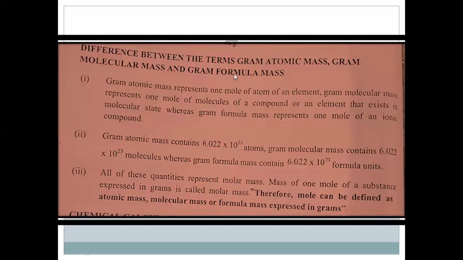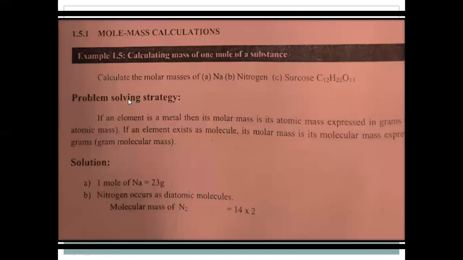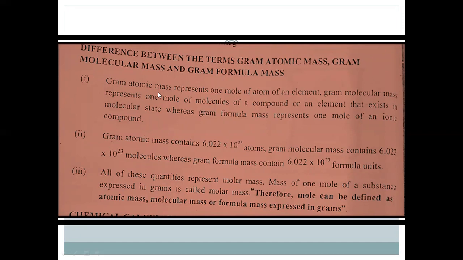Differences between the terms gram atomic mass, gram molecular mass, and gram formula mass. There are three differences actually. The first one is from the name indicated. Gram atomic mass: atomic mass means this is for 1 mole of atoms, and those atoms are present in an element. If we say gram molecular mass, it represents molecules, and molecules are present in a compound, or an element that exists in a molecular state, whereas gram formula mass represents 1 mole of an ionic compound. Gram atomic mass represents atoms in an element.